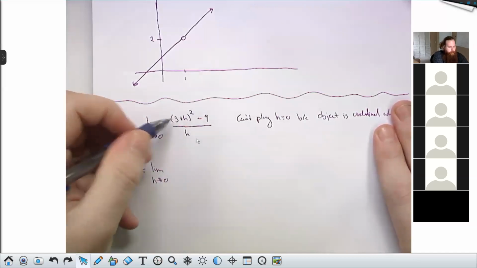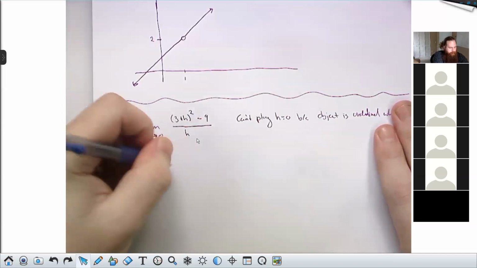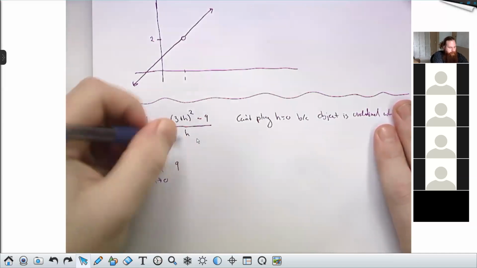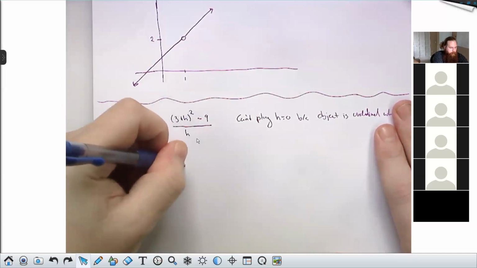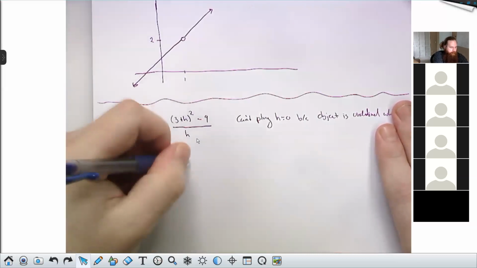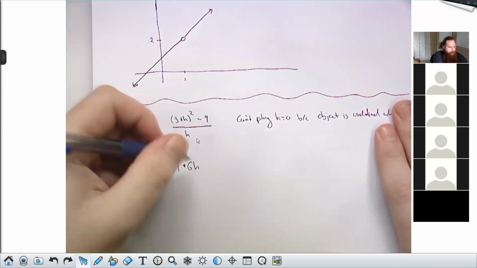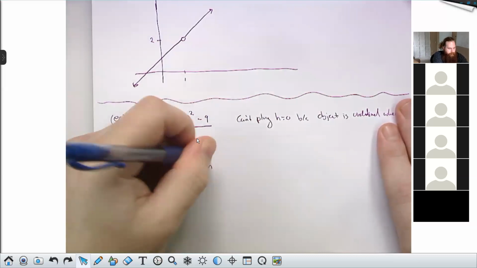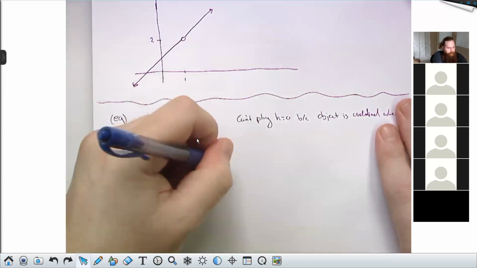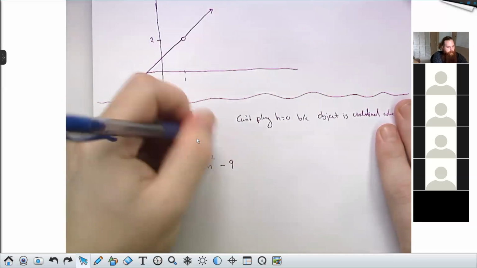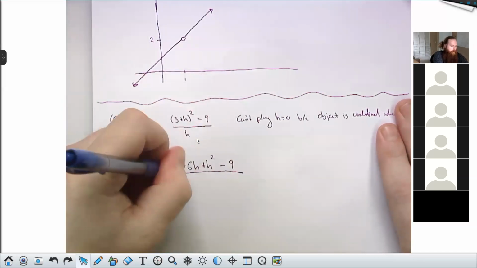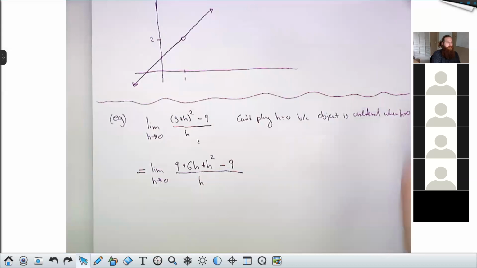If I FOIL out (3 plus h) all squared, my firsts are 9. My inners and outers are both 3h, so 3h plus 3h will be 6h. And then I'll have my lasts, plus h squared. And then I've got the minus 9 coming along from the problem. And then we're still dividing everything by h.